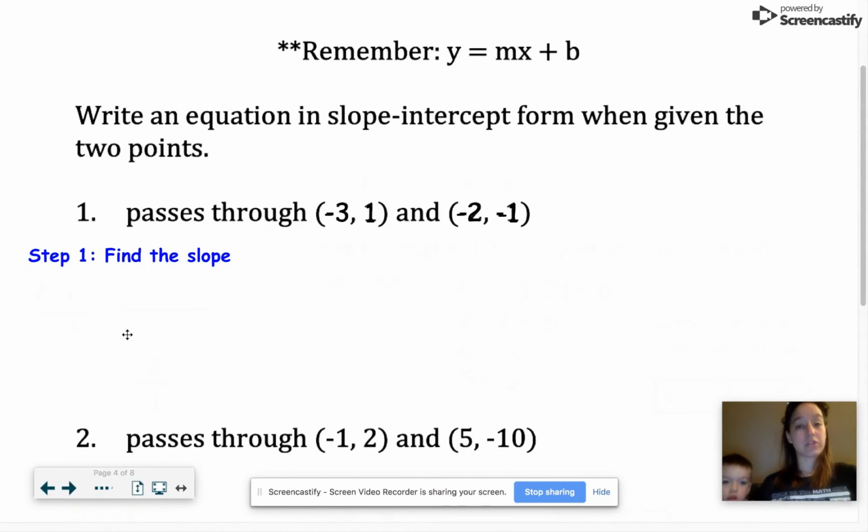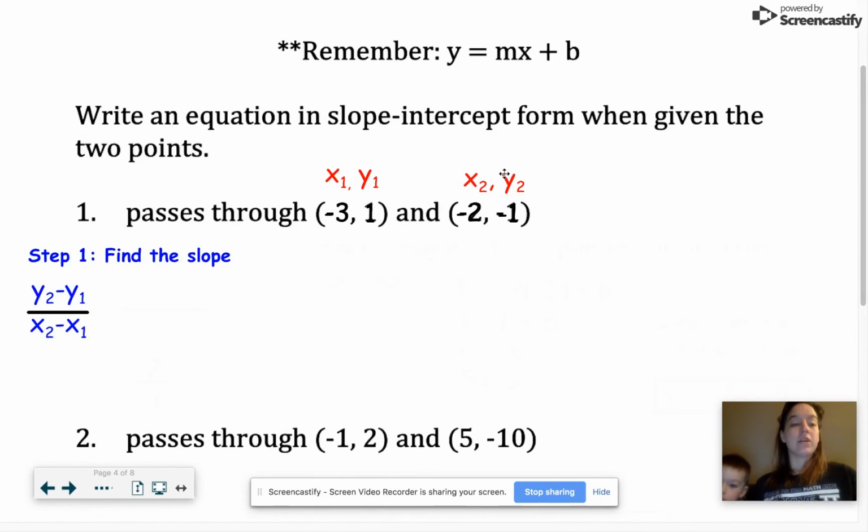I do want you to make sure that you are taking down these notes as I'm putting them up. If we want to find the slope, we have to use our slope formula, which is y2 minus y1 over x2 minus x1. If you recall, our y1s and x1s and y2s and x2s are simply a way of saying these numbers are coming from this ordered pair and these numbers are coming from this ordered pair. So it's simply a matter of plugging into this formula.